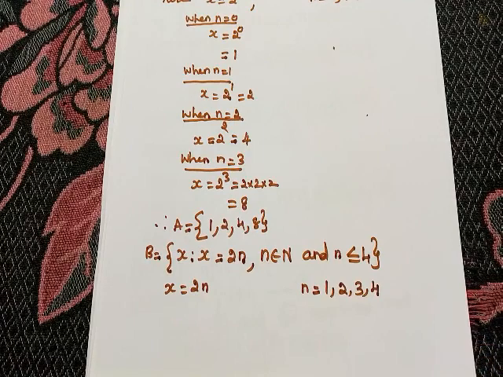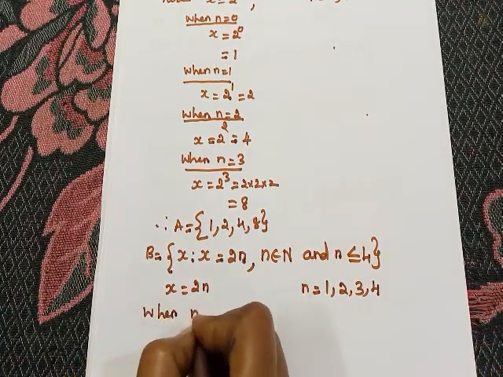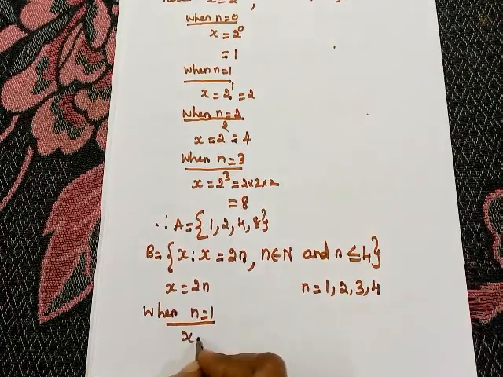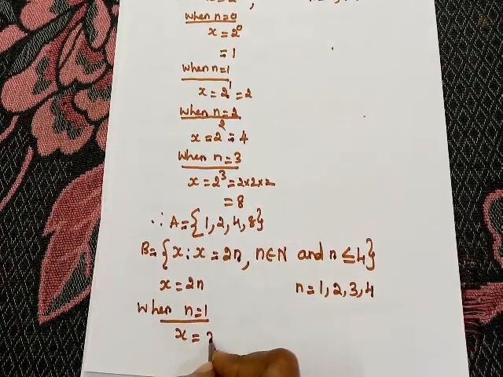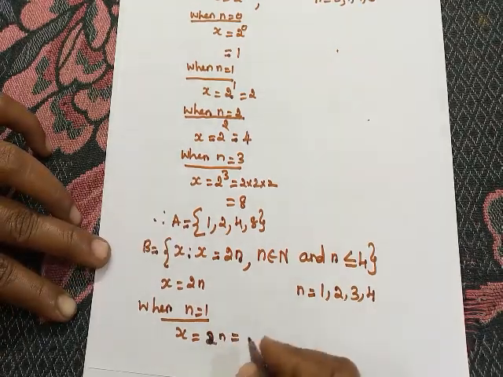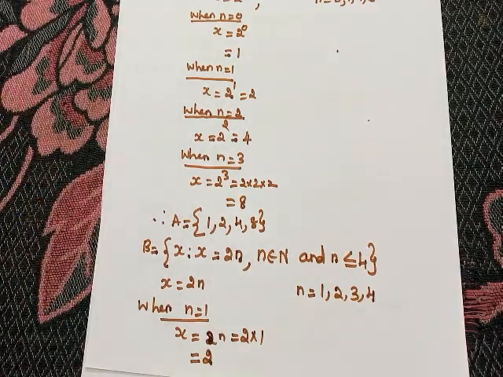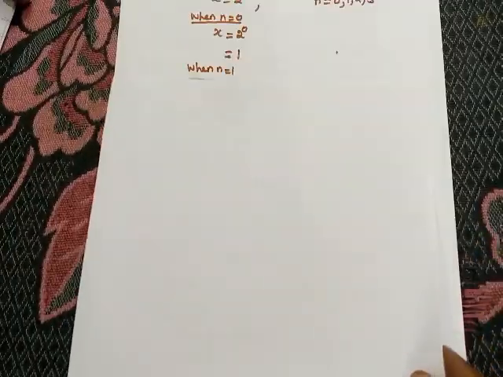Now we need to find out, when n is equal to 1, what is the x value? X is equal to 2n, which is equal to 2 into 1, which is equal to 2. So when n is equal to 1, x is equal to 2 we are getting. Next, n is equal to 2. We have to give the n is equal to 2 value. When n is equal to 2, what are we getting?